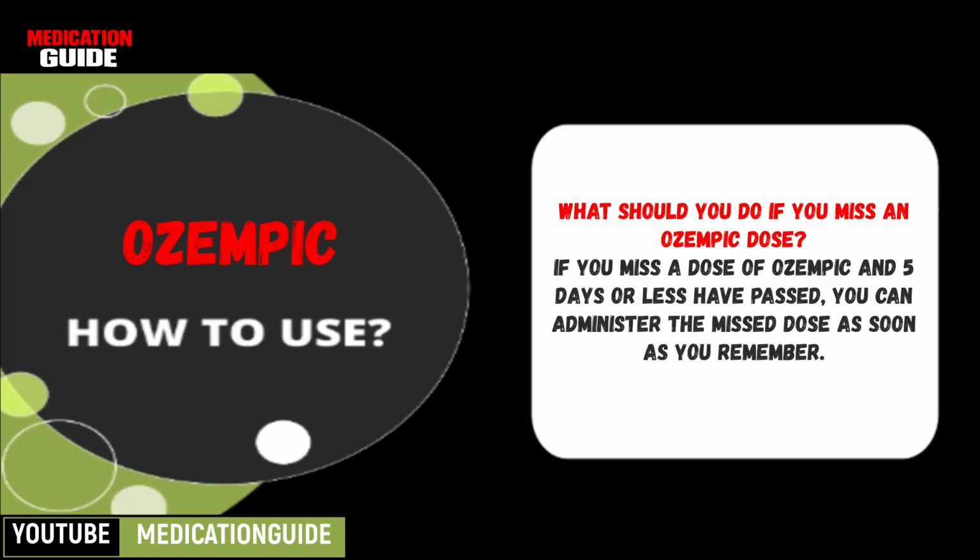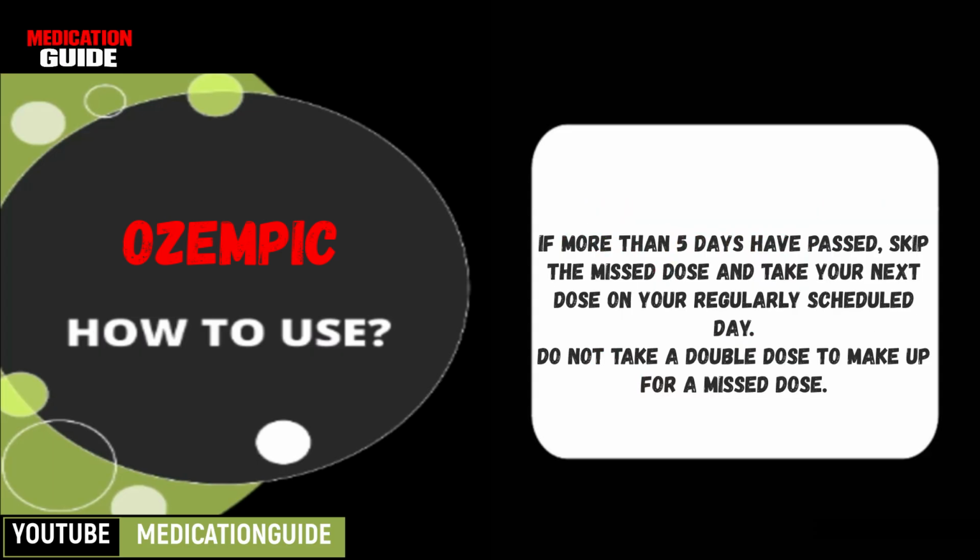What should you do if you miss an OZEMPIC dose? If you miss a dose of OZEMPIC and 5 days or less have passed, you can administer the missed dose as soon as you remember. If more than 5 days have passed, skip the missed dose and take your next dose on your regularly scheduled day. Do not take a double dose to make up for a missed dose.